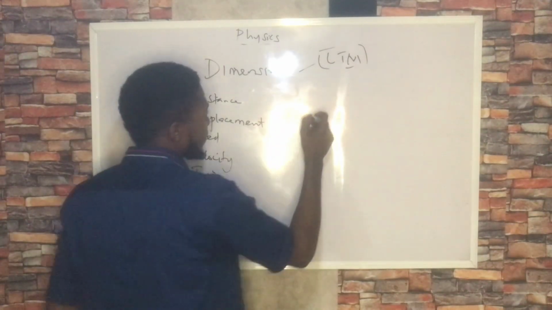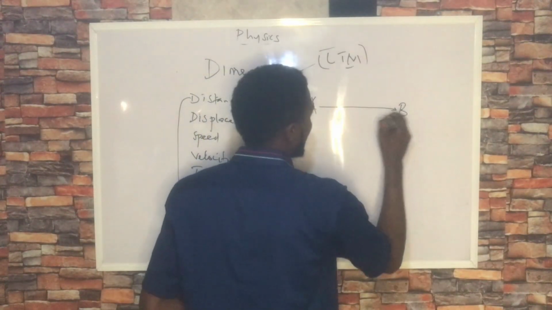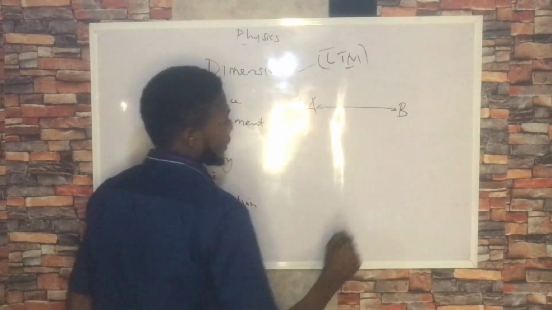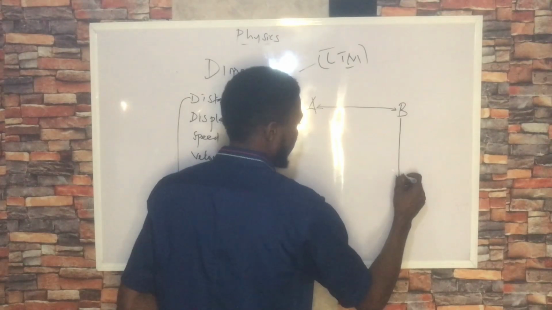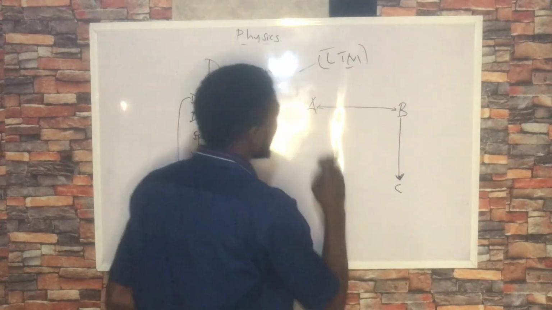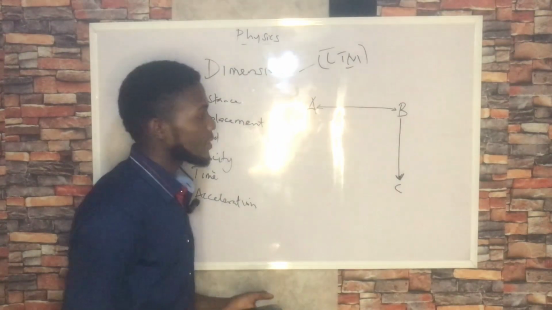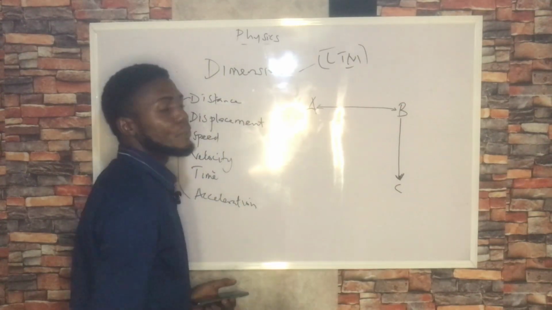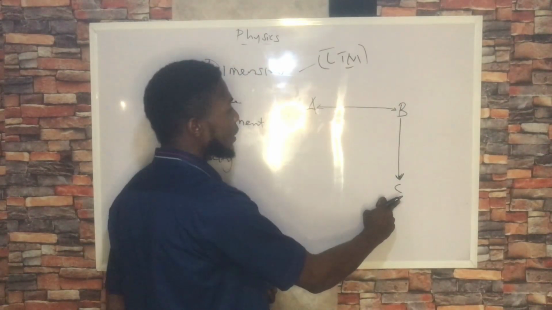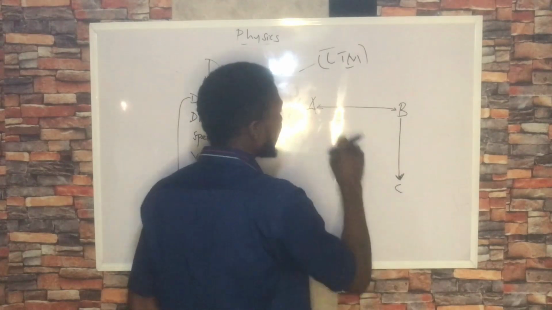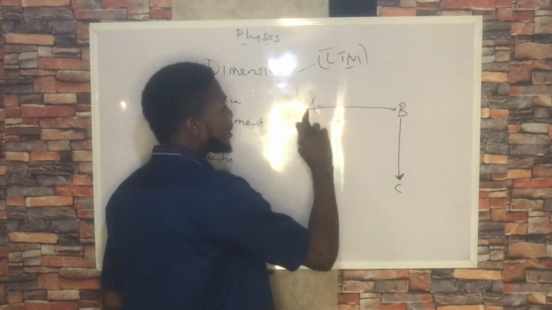So assume you have something like this: point A, point B, then point C. These points, from here to this place, is simply your distance. So distance is measured in any direction. It could be from here to here, or from here to here, or the change in position in any direction. That is simply distance.